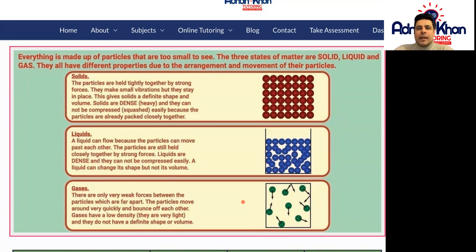Okay, so have a read again of this particular article on solids, liquids and gases, and then you've got some questions to answer thereafter. Good luck.